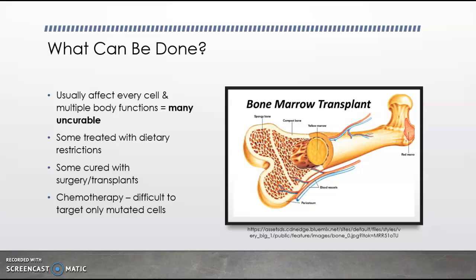Some can be cured with surgery and transplants, such as some of the red blood cell type genetic disorders. If you have a bone marrow transplant, that could potentially fix that. They're not always successful. And then in terms of something like cancer, chemotherapy is something that can treat that. But for chemotherapy, it's very difficult to target only the mutated cells. You have to target the entire area of the body, if not the entire body. And so that's not the best way to do it, but that is one of the only ways that you can help to treat cancer and not necessarily cure it. So many of these are uncurable.